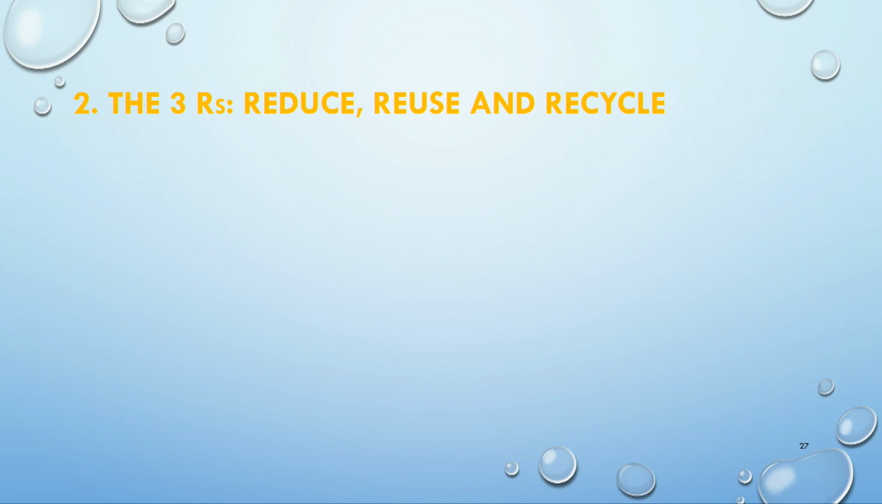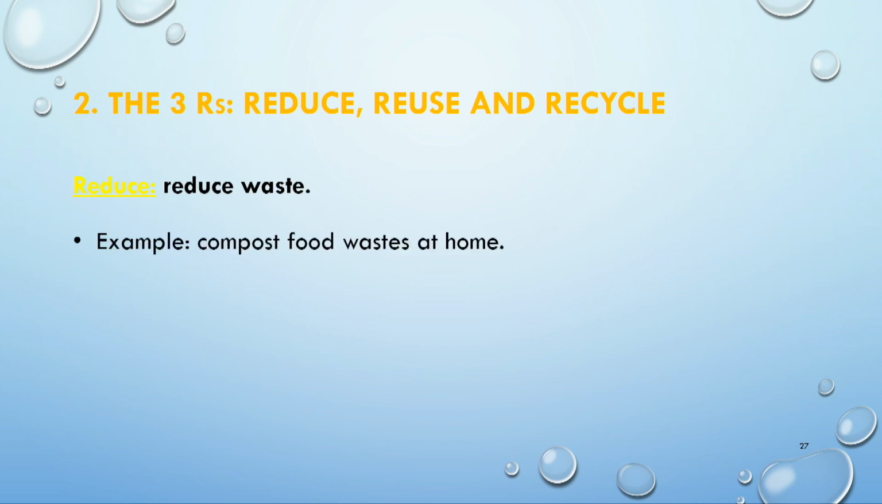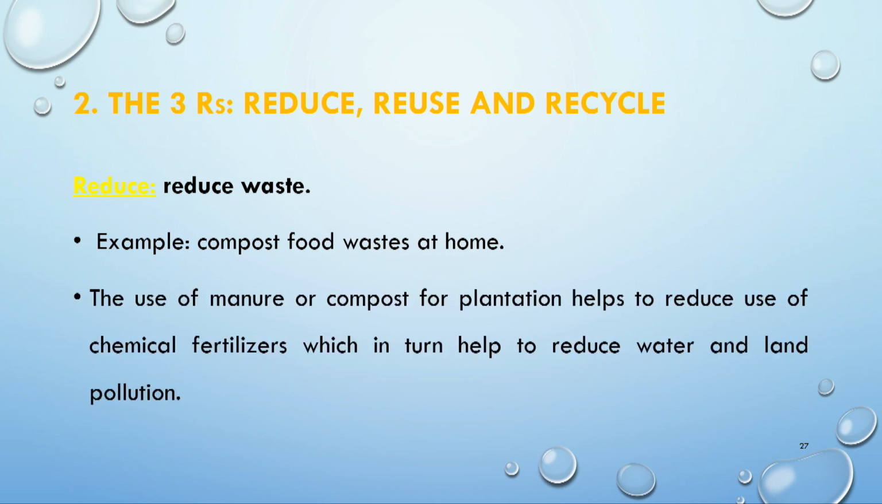The 3 R practices: reduce, reuse, and recycle. What is reduce? Means reduce waste. Example: compost food waste at home. The use of manure or compost for plantation help to reduce use of chemical fertilizers, which in turn help to reduce water and land pollution.